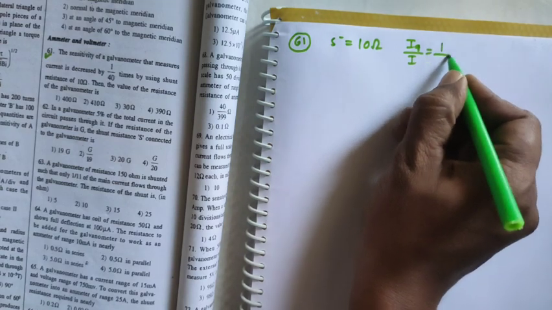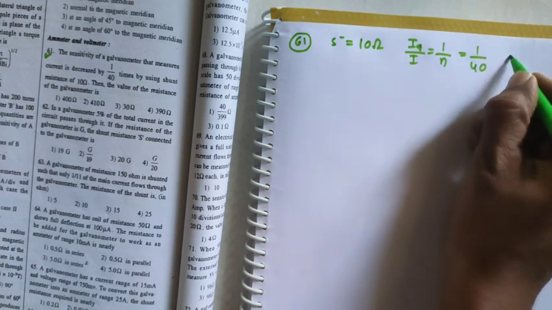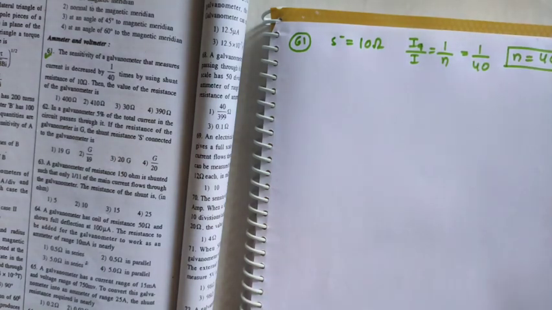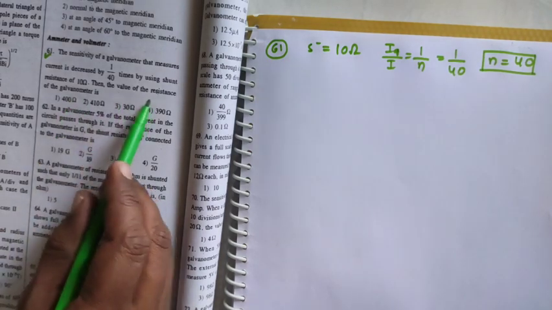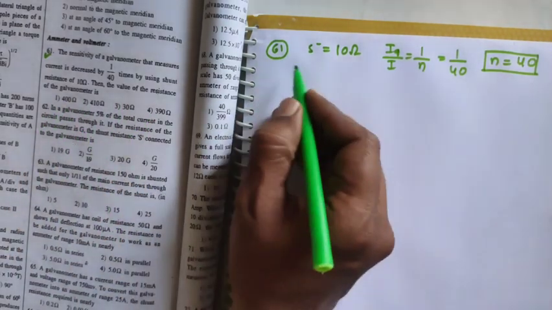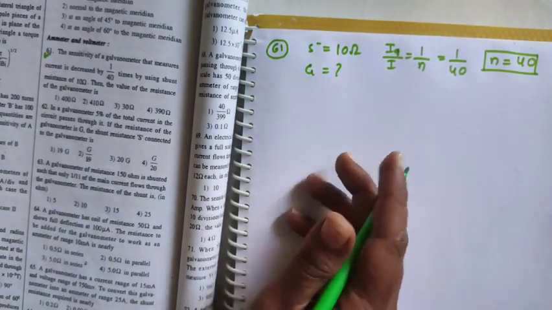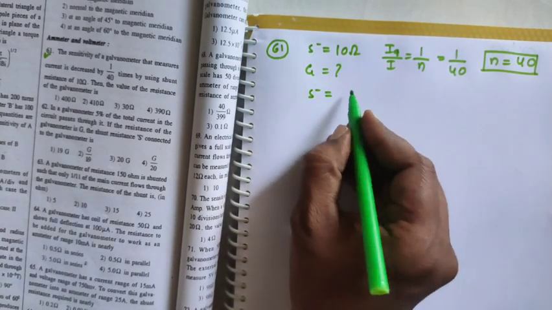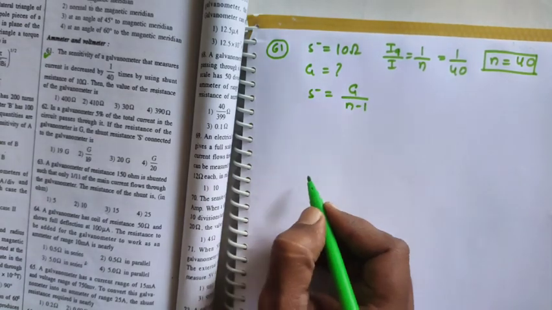So shall I take this as Ig by I equal to 1 by N? So 1 by 40 times, N is equal to 40. So the N value is 40 here. Then which thing do I need to find out here? The galvanometer resistance. What is the connecting formula here? We got that formula just now: S is equal to G divided by N minus 1.